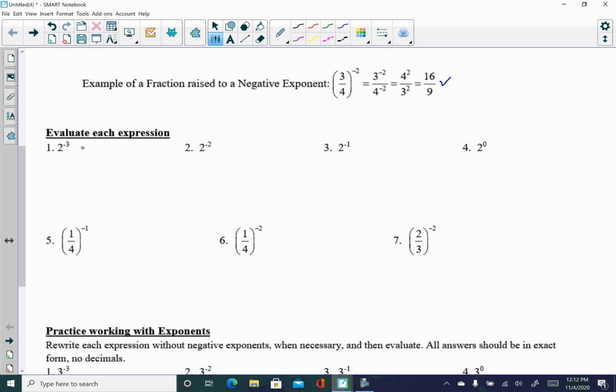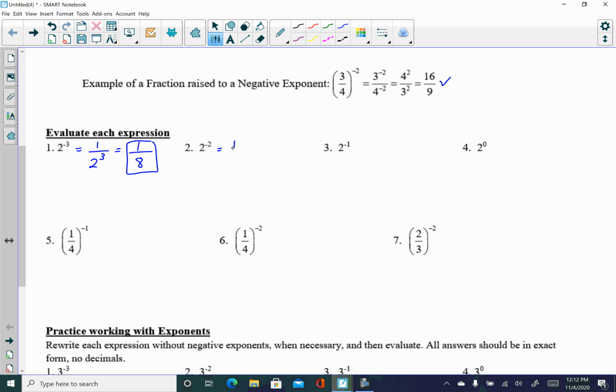So when I have 2 to the negative 3, I need to make this exponent positive, so that would be the equivalent to 1 over 2 to the positive 3, and that's the same as 2 cubed. It's like saying 2 times 2 is 4, 4 times 2 is 8. So 1/8, final answer. The next one, 2 to the negative 2.